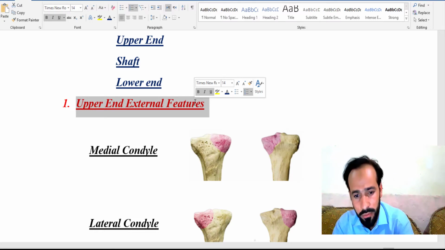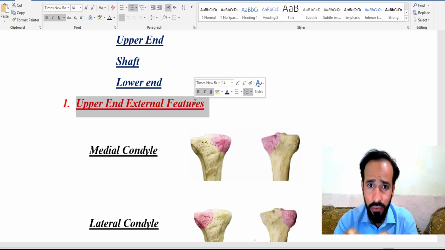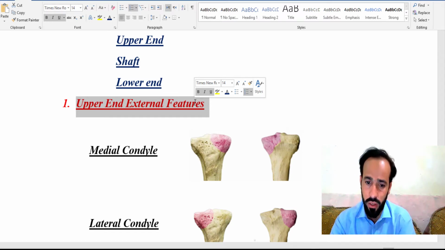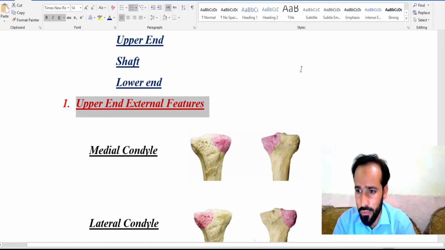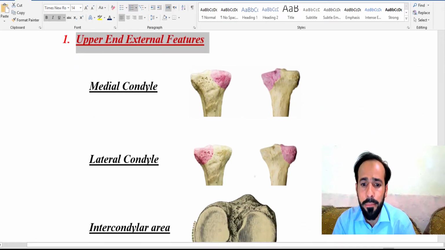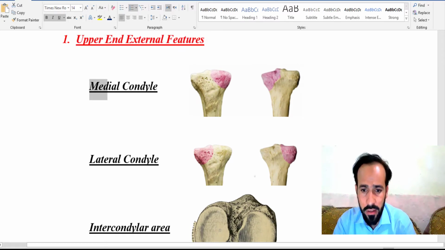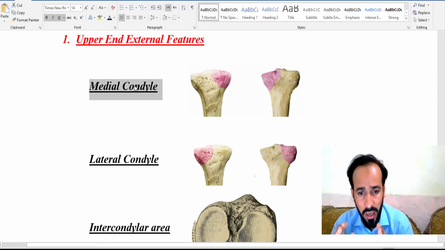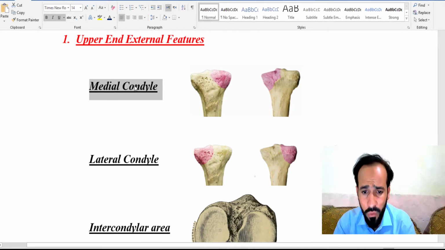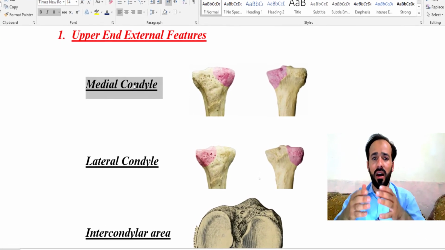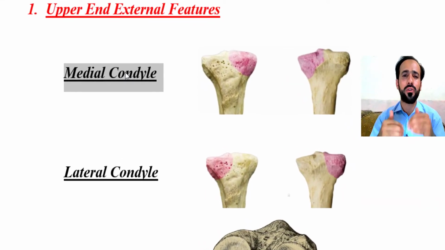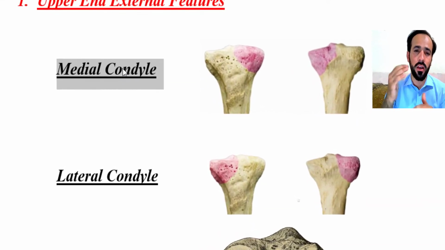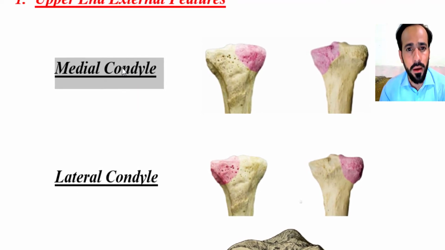So I have written the important external features, and I have shown them in the diagram, in the picture also. You can learn and you can see, right? So let's go for it. First of all, we have the medial condyle, right? There is the medial condyle at the upper end of the tibia, right? The upper end of the tibia is a little bit broader, right, and it makes the joint called the knee joint along with the lower end of the femur bone, right?